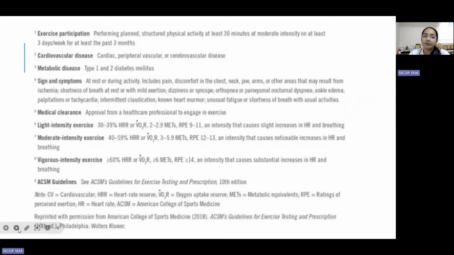Even if the patient does not have a particular disease, but he is showing signs and symptoms, for example, chest pain during activity, discomfort in the chest, neck, or jaw area, which can result from cardiac ischemia, shortness of breath on exertion or at rest.